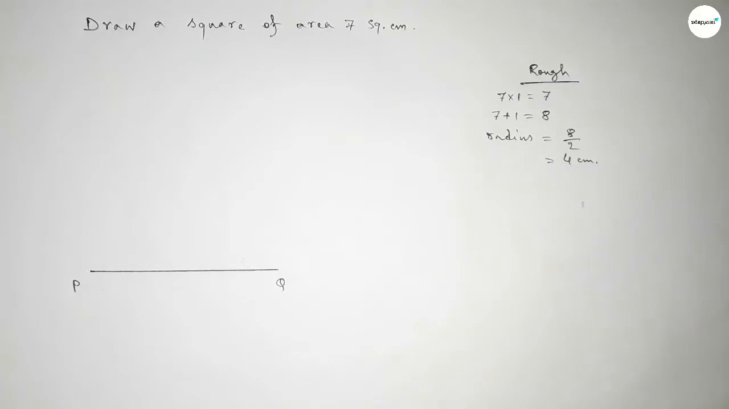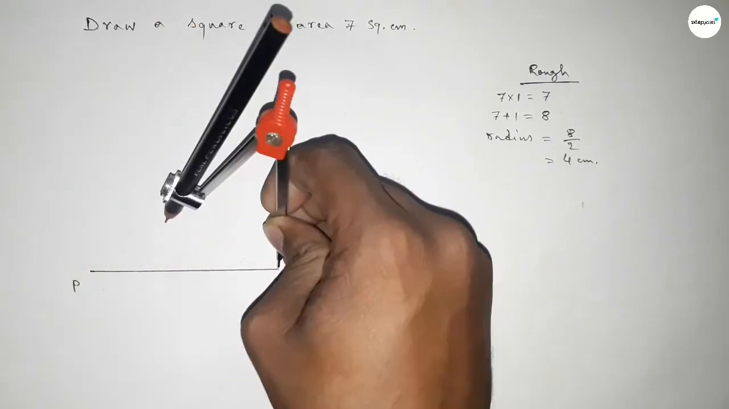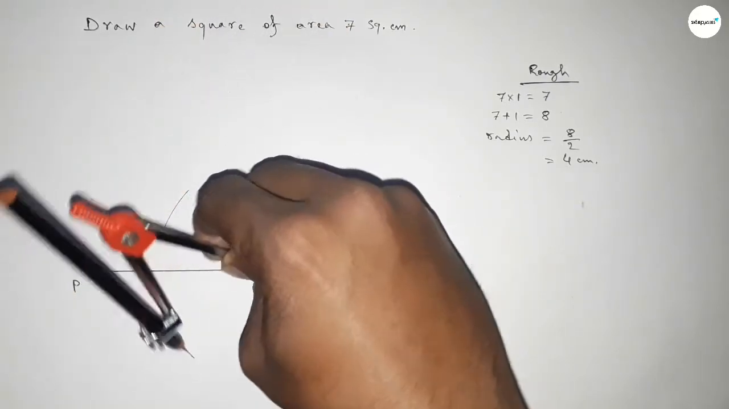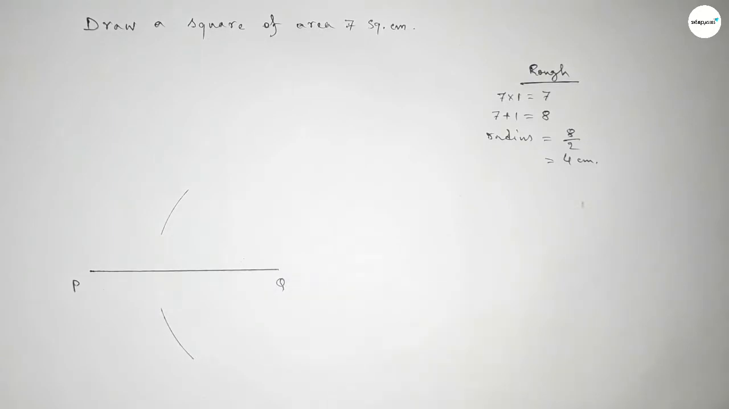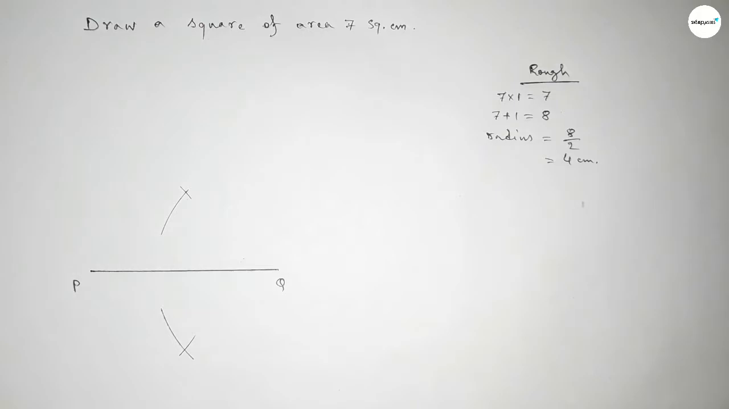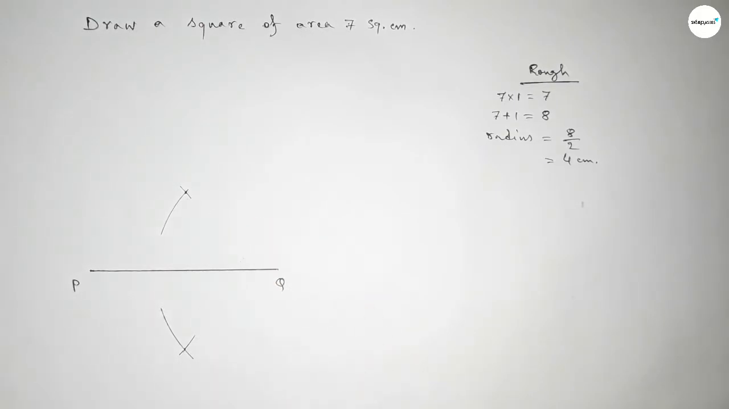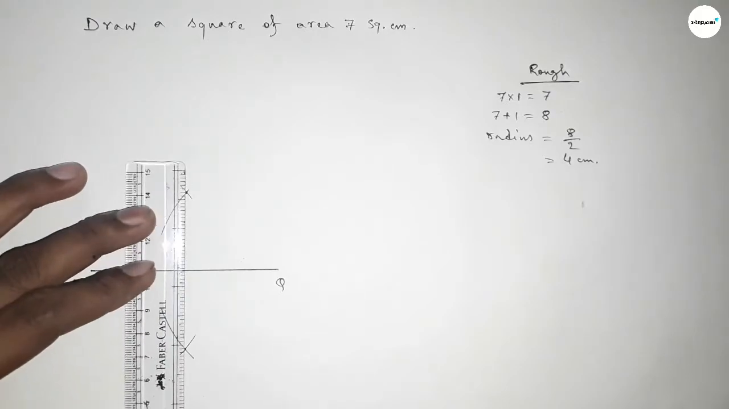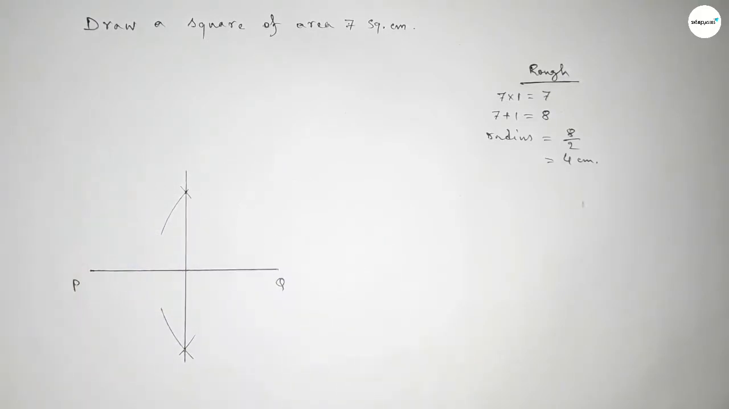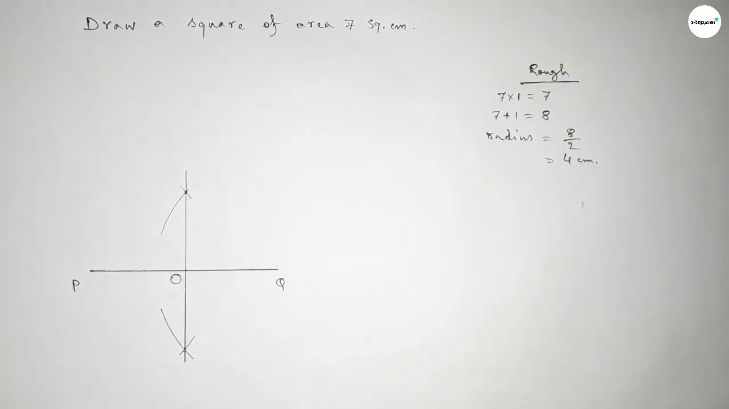Next, bisecting the line, so taking greater than half of PQ and drawing arc by this way with same length and putting the compass on the point P and cut here. Now both curve intersect 2 point. Now joining this which bisect the line PQ at a point O.